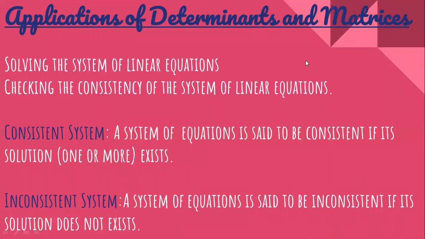Now we will see the applications of determinants in matrices. We will here study two applications. First is solving the system of linear equations, and second is checking the consistency of the system of linear equations. Consistent system: a system of equations is said to be consistent if its solution, one or more, exists. Inconsistent system: a system of equations is said to be inconsistent if its solution does not exist.